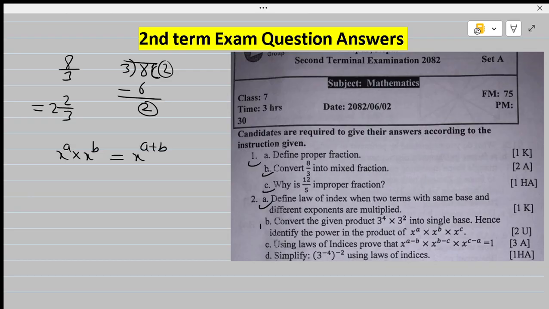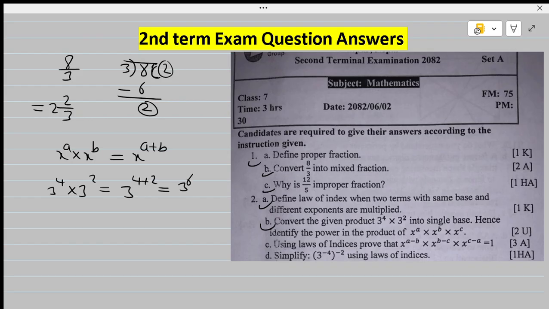And in number B, convert the given product 3 power 4 into 3 power 2 into a single base, it is said. So you see the same base 3 and their powers are different. So what you have to do here, 3 power 4 into 3 power 2: as these are getting multiplied, their powers you have to add. So you get there 3 power 6. So that's it.